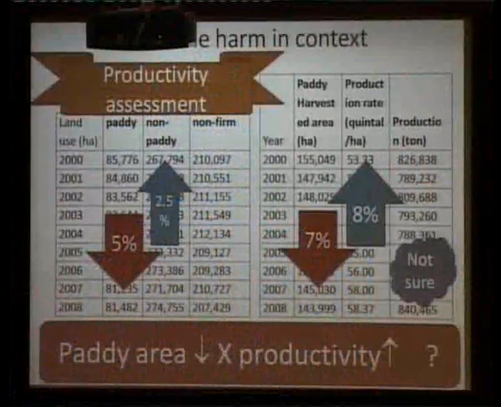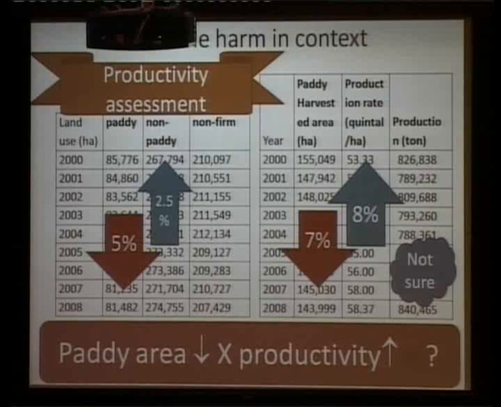Anyway, at the moment, the production rate is catching up, right? 8% is more than 7%. So production is not decreasing. So paddy area is decreasing, productivity is increasing. So it's okay, but we are not sure about the future of the production. And there's already some sign of reduction of production.